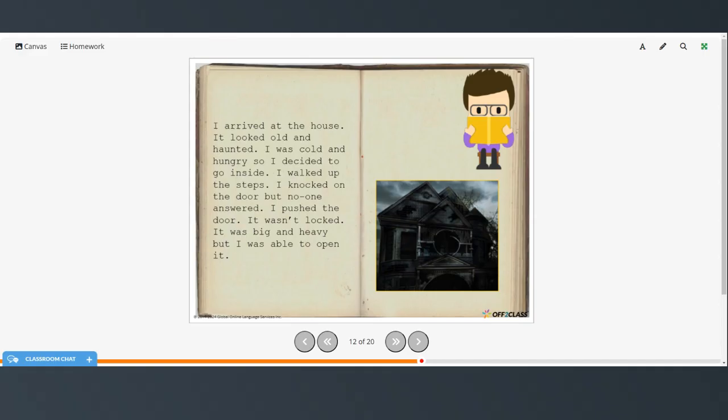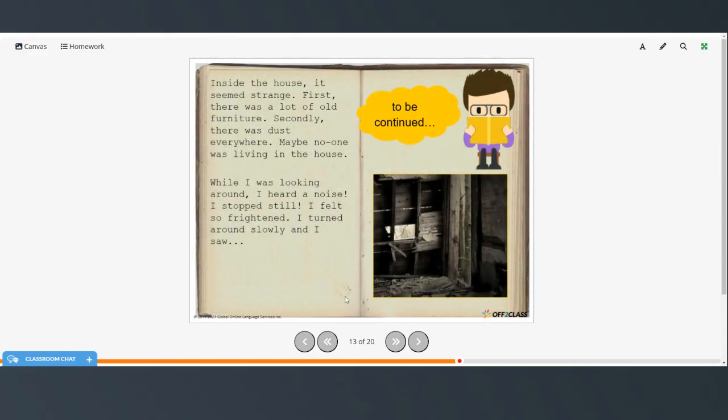I walked up the steps. I knocked on the door, but no one answered. I pushed the door. It wasn't locked. It was big and heavy, but I was able to open it. Inside the house, it seemed strange.